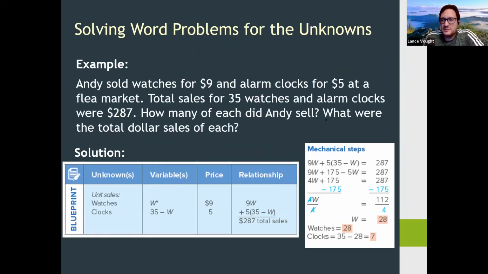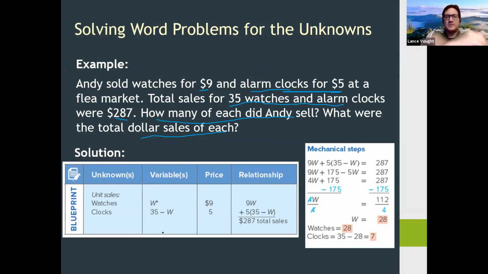So this already has the work done, but basically Andy sold watches for $9 and alarm clocks for $5 at a flea market. Total sales from 35 watches and alarm clocks were $287. How many of each did Andy sell? What were the total dollar sales of each?